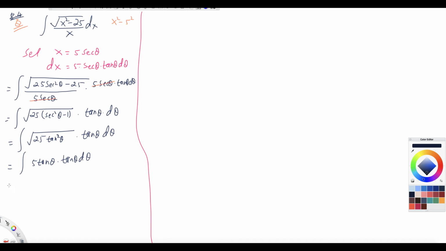Okay, now you can write that as 5 outside, tangent square theta d theta. Do you know how to find the integral of tangent square? You need to change to secant square. So secant square theta minus 1 and then d theta. So what is the integral of secant square theta? That is tangent theta. And what is the integral of 1? It is theta, right? You see that? Because we are finding in terms of theta. So it is tangent theta minus theta.